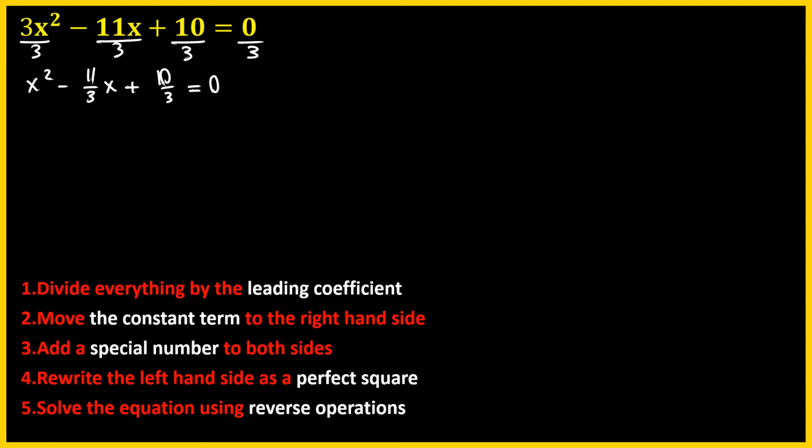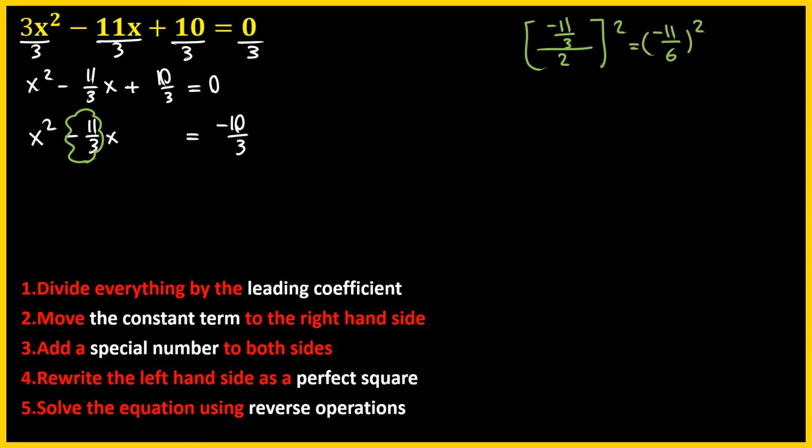And then in the second step, we need to move the constant term to the right-hand side. So we need to move 10 thirds to the right-hand side. And if we do that, we get x squared minus 11 over 3 times x equals negative 10 divided by 3. And again, in the third step, we need to add a special number to both sides. And we can find that special number by taking the middle coefficient, negative 11 over 3, and then dividing it by 2, and then squaring it, which gives us negative 11 over 6 quantity squared, which gives us 121 over 36. So we need to add 121 over 36 to both sides.